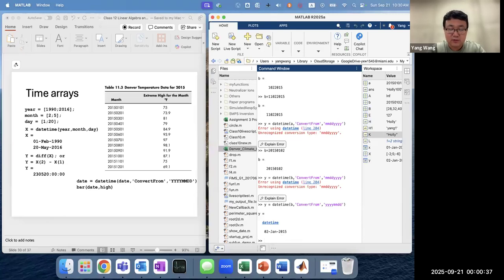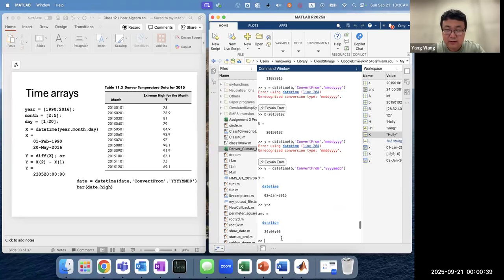So now let's say we use Y minus X. What are we going to get? The result is actually a duration. It's in hours, 24 hours, because we know that from January 2nd to January 1st, they're separated by 24 hours. So the data type becomes a duration.